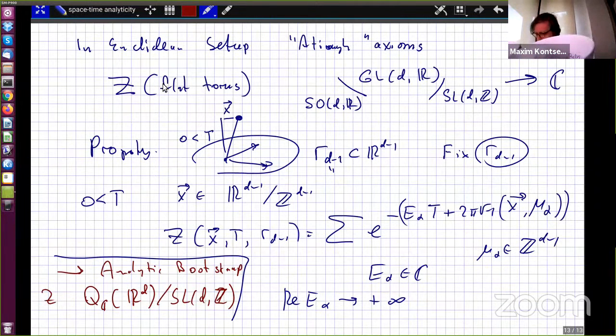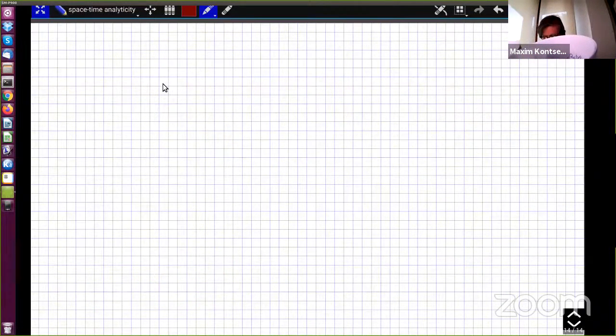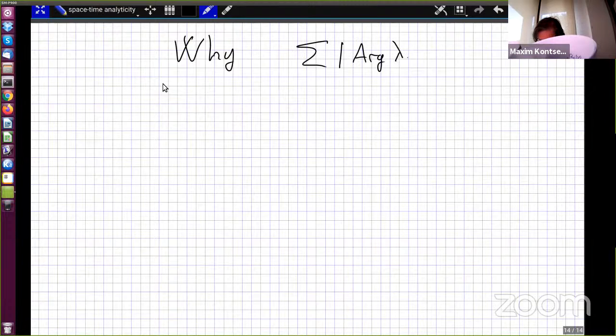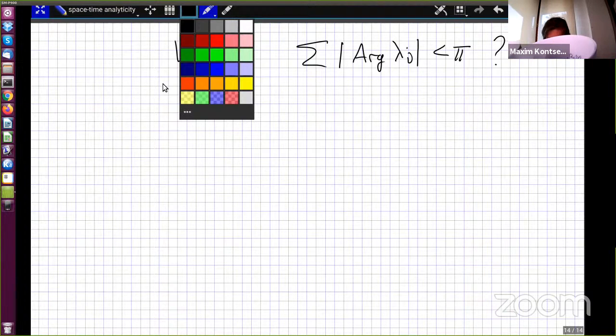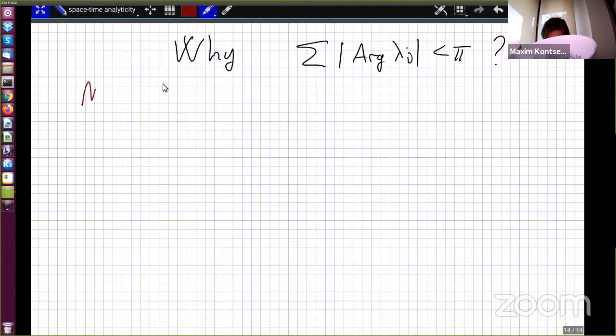Okay, now I go to the final part of my lecture. Why this condition? Up to now it was completely a black box. I want to give two informal arguments for why it's necessary, and why it's sufficient.